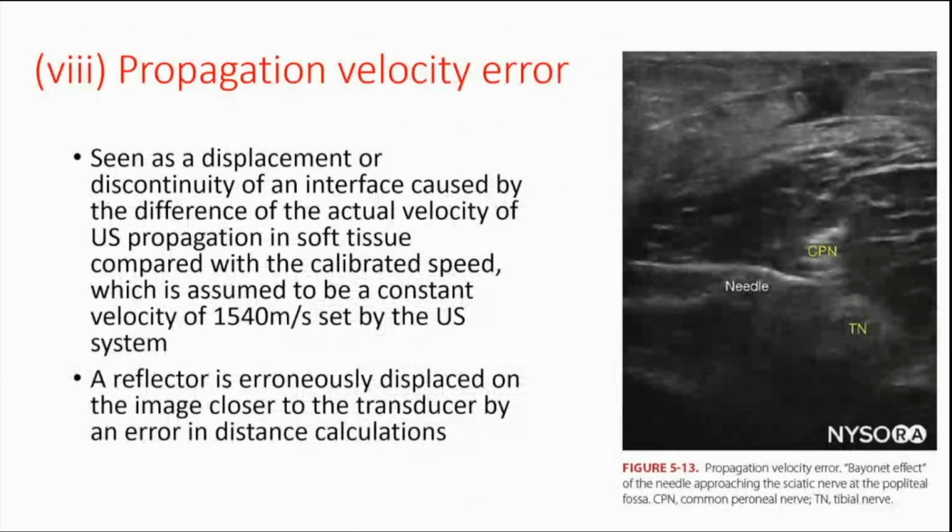Next, we have the propagation velocity error, which is seen as a displacement or discontinuity of an interface, which is caused by the difference between the actual velocity of the ultrasound propagation in soft tissue and the calibrated speed, which is assumed to be an average constant velocity of 1,540 meters per second. So the reflector is erroneously displaced on the image closer to the transducer by an error in distance calculations.